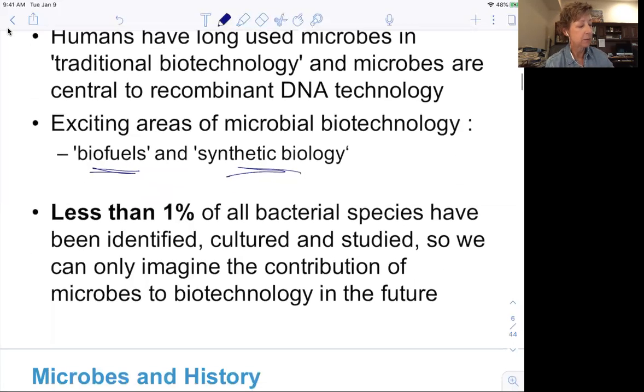What's interesting is that we estimate we've really studied less than 1% of all bacterial species. And so we really have a lot of work to do in terms of identifying them and studying them. A lot of it has to do with the fact that we just haven't cultured everything. So who knows what's out there in terms of things that could be produced or discovered that could provide some benefit to us.